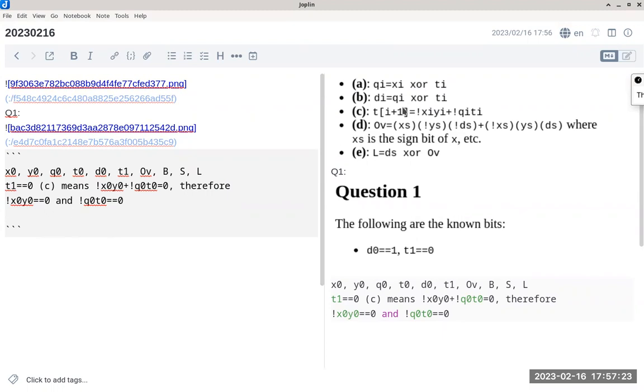Don't know what order it is, 0, 1 or 1, 0. But we also know T_i plus 1. T_i is always 0? No, there's no assumption about T0. T0 is an input, so you cannot make assumptions about T0. We have T1, not T0. Yes, we know what T1 is, and that's why we can make this conclusion so far.